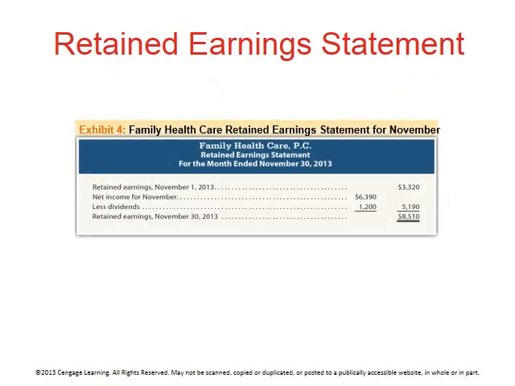Retained earnings statement. If we take beginning retained earnings, we add net income that we just calculated on the income statement, subtract dividends, we get ending retained earnings of $8,510.